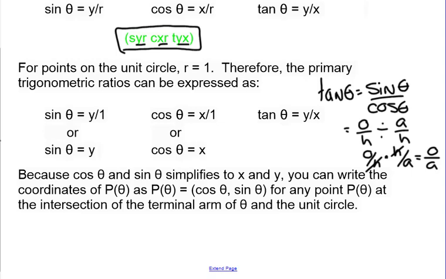Because cosine and sine simplify to x and y, we can write the coordinates of P of theta as cosine and sine for any point on the unit circle. All that's saying is that for all the points on our unit circle, the x is always your cosine, and the sine is always your y.